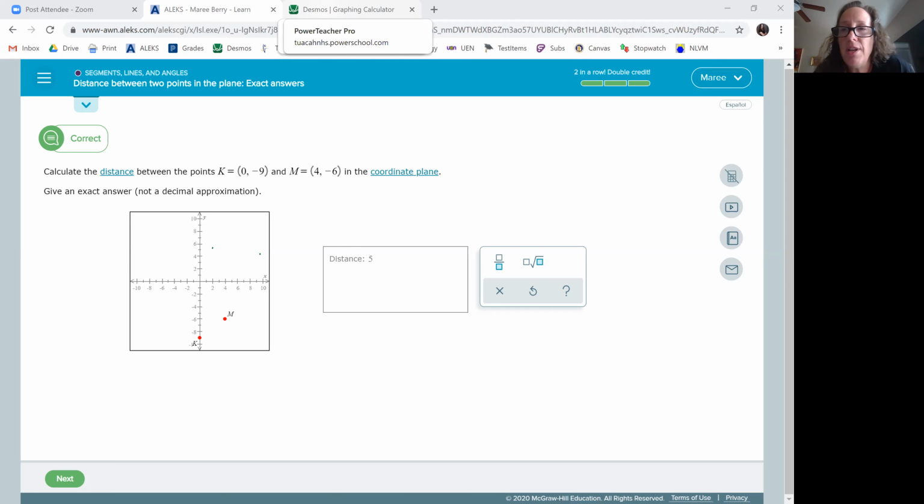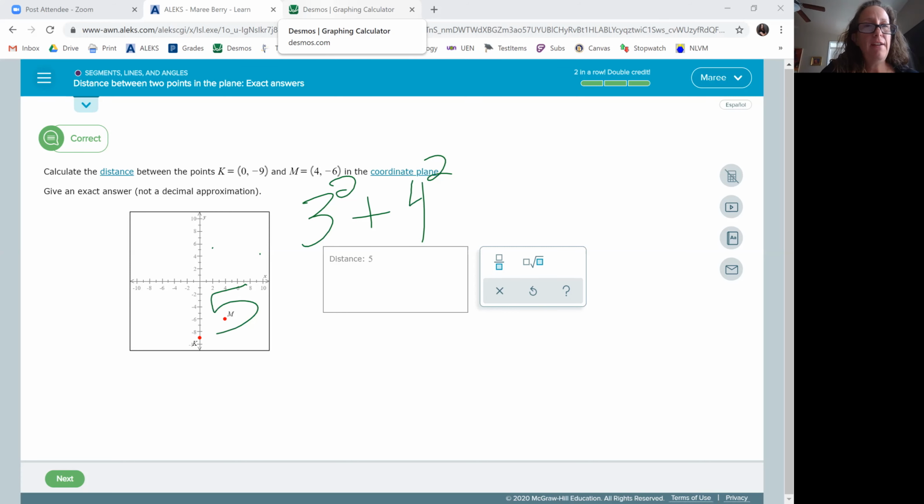All right, let's do some more examples. Okay, so we're going to look at the x's. So between -4 and -1 is 3 units. We're going to do 3 squared plus, and then between 8 and 4 is 4 units. Hey, it's a 3, 4, 5 again. So we're going to say that the answer is 5. So let's just see. Yep, there's 5. So you can see the answer was 5 here.